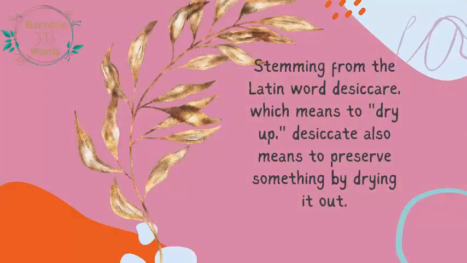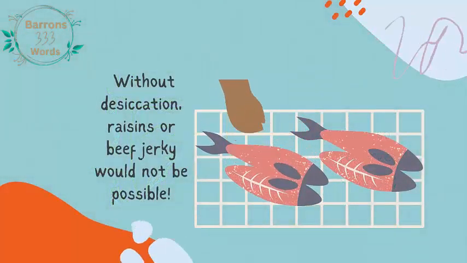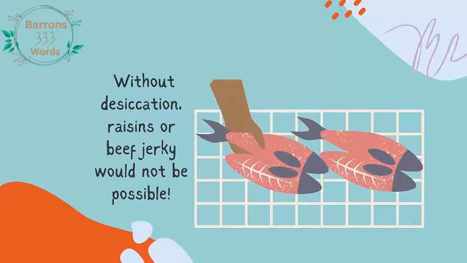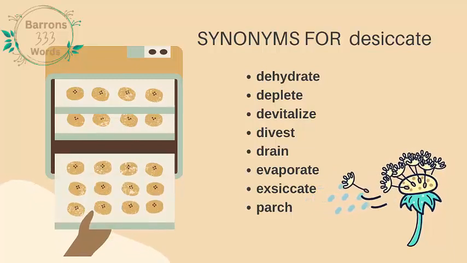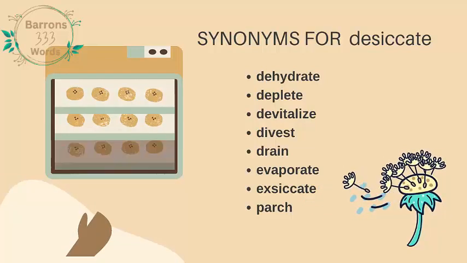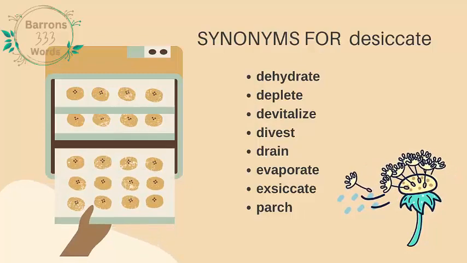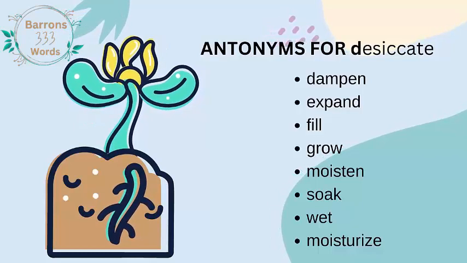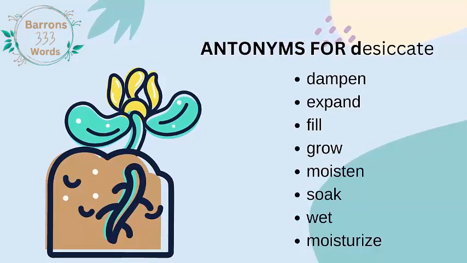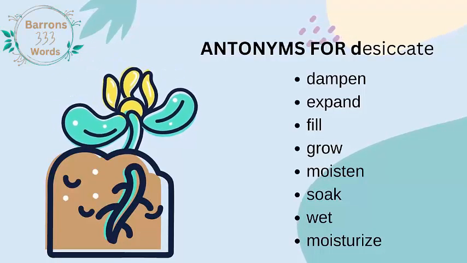Stemming from the Latin word desiccare, which means to dry up, desiccate also means to preserve something by drying it out. Without desiccation, raisins or beef jerky would not be possible. Synonym: dehydrate, deplete, devitalize, divest, drain, dry, evaporate, exsiccate, parch. Antonym: dampen, expand, fill, grow, moisten, soak, wet, moisturize.